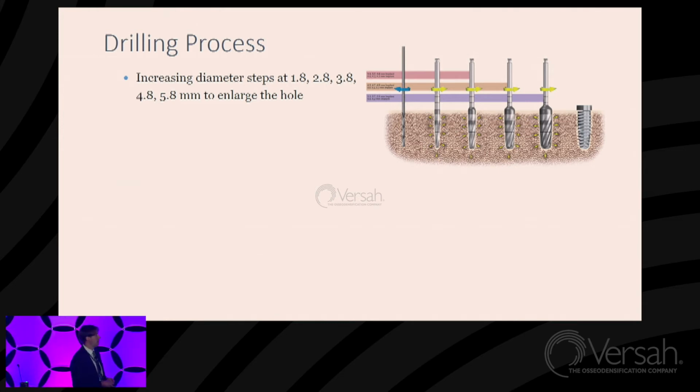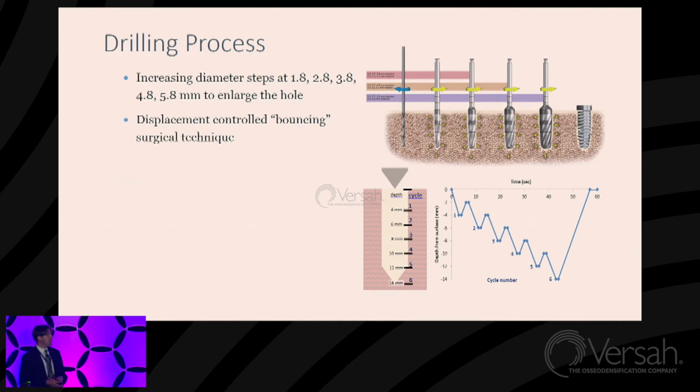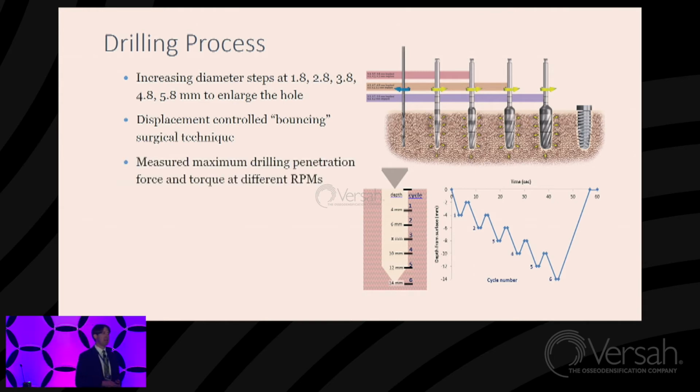And each of these sequential steps was controlled or programmed to follow this bouncing motion that hopefully you're familiar with. So we did a 4 millimeter downward stroke, and then a 2 millimeter upward stroke, another 4 millimeter down, 2 millimeter up. So we went through a series of 6 bouncing steps to a final depth of 14 millimeters. And then we placed 11 millimeter deep implants. So the implant didn't bottom out. There was a gap at the apex of the hole.